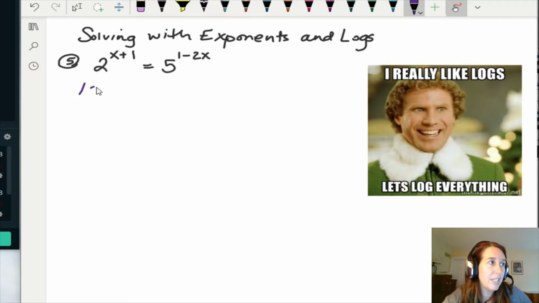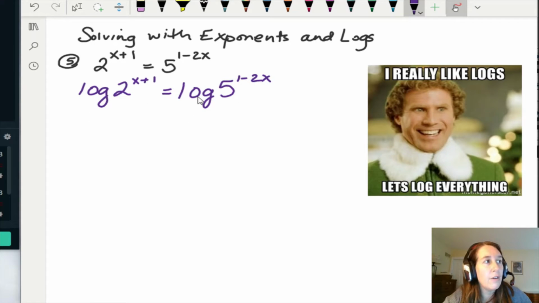So what we're going to do is take the log of both sides. So that's log of 2 raised to the x plus 1 is equal to log of 5 raised to the 1 minus 2x. Notice that I took the log with the same base of both sides. Just like I could unlog a problem, I can also take the log of both sides of a problem, as long as I do the same base, then it's okay. And what is the base currently? The base is 10, isn't it?